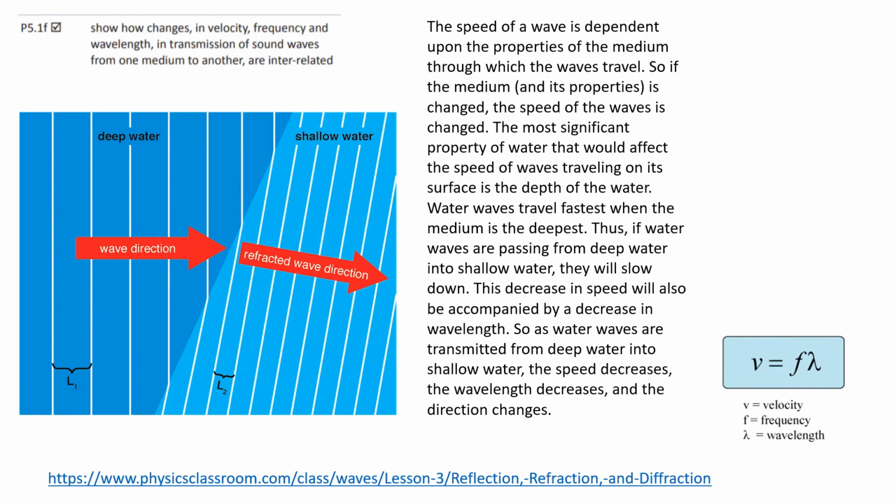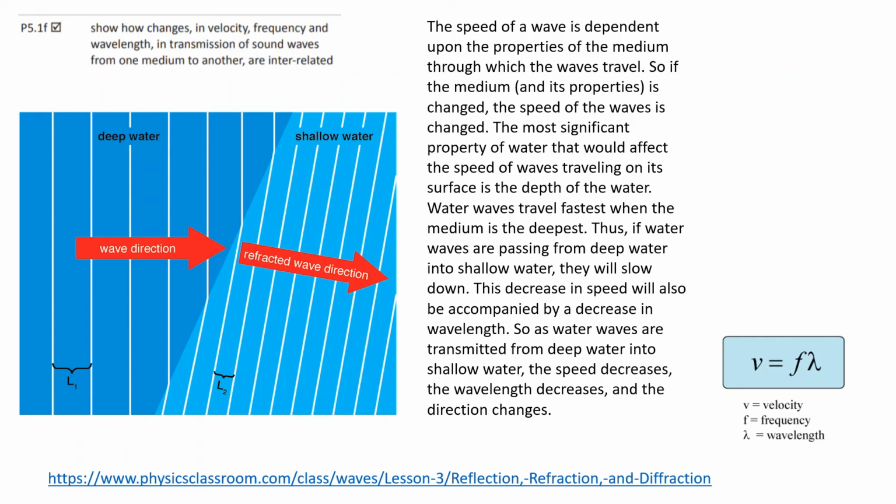Let's have a look at this one here. I'm just going to read this. The diagram on the left shows deep water and shallow water. The wave direction is going from left to right. Then in the refracted wave direction, the wavelength gets shorter and the speed gets slower. The speed of a wave is dependent upon the properties of the medium through which the waves travel. So if the medium and its properties are changed, the speed of the waves is also changed. The most significant property of water that would affect the speed of waves traveling on its surface is the depth of the water. Water waves travel fastest when the medium is the deepest. So if water waves are passing from deep water into shallow water, they will slow down.